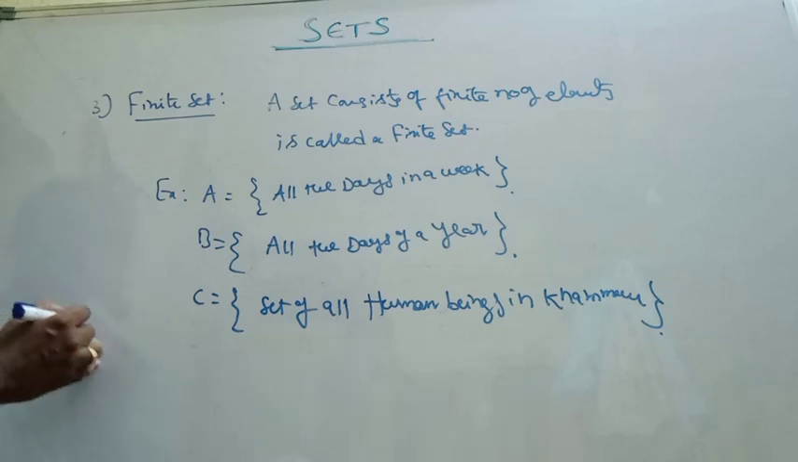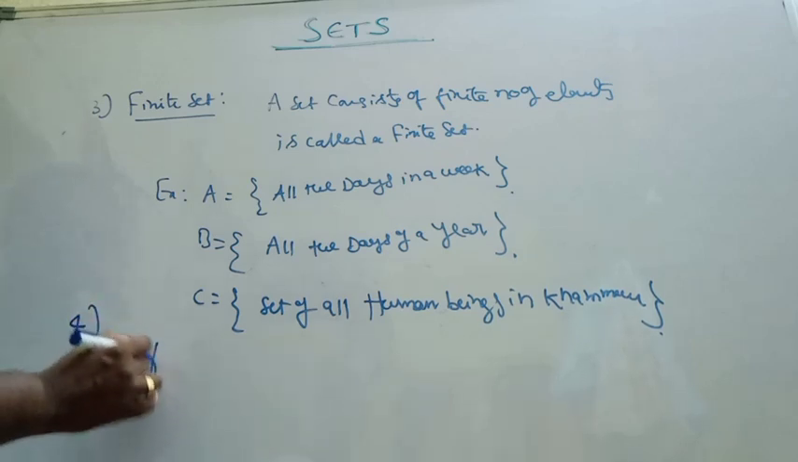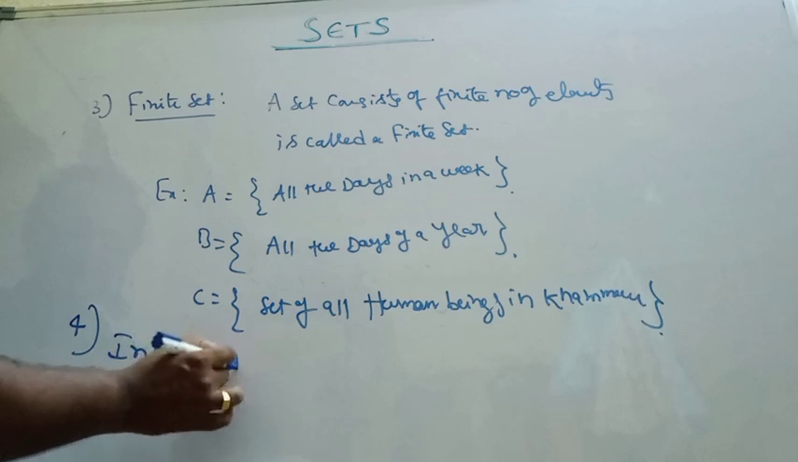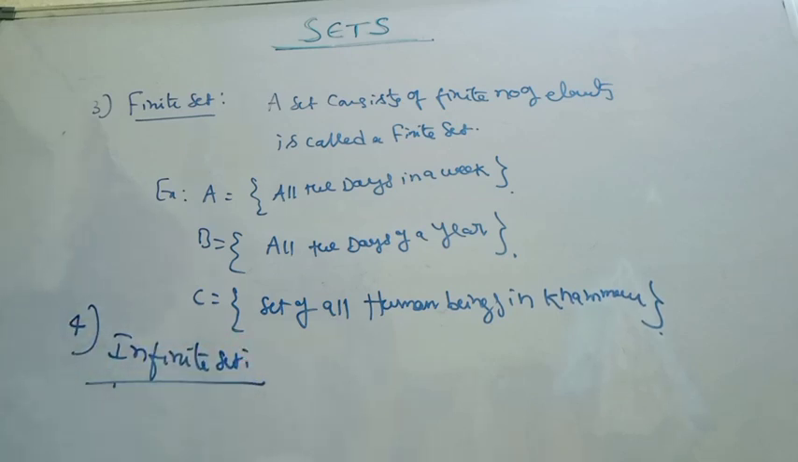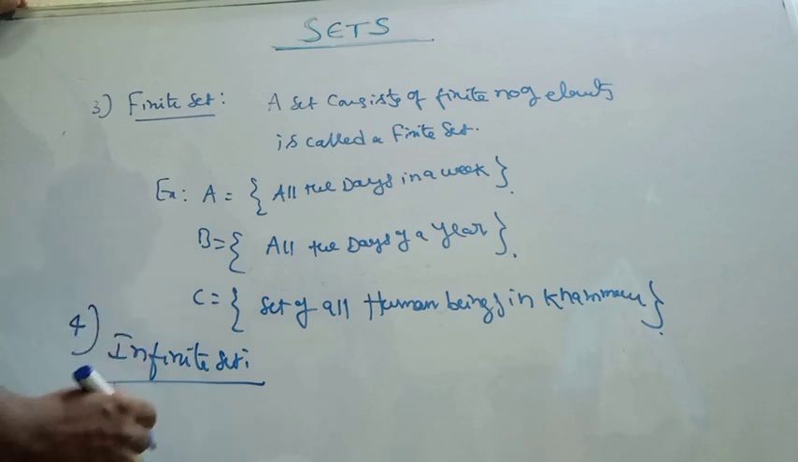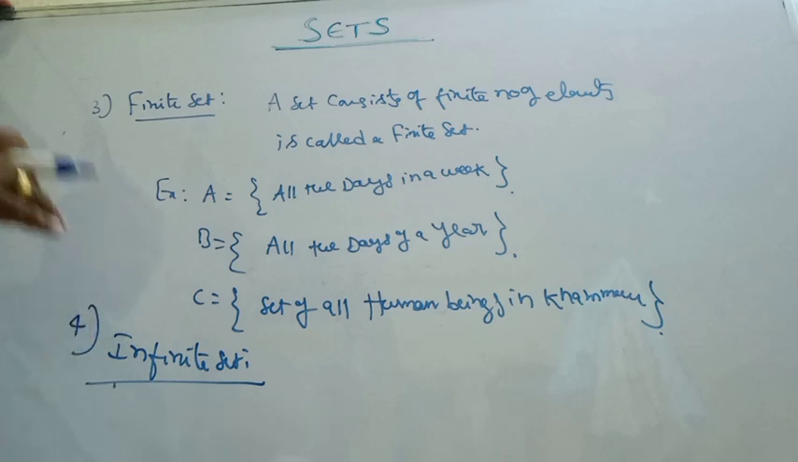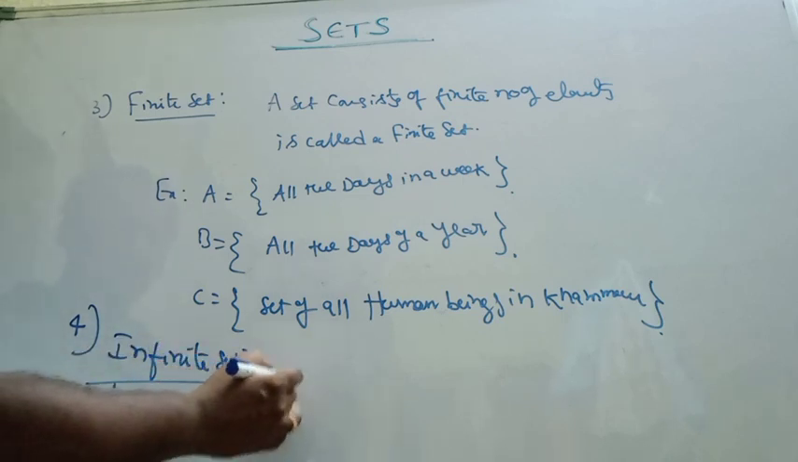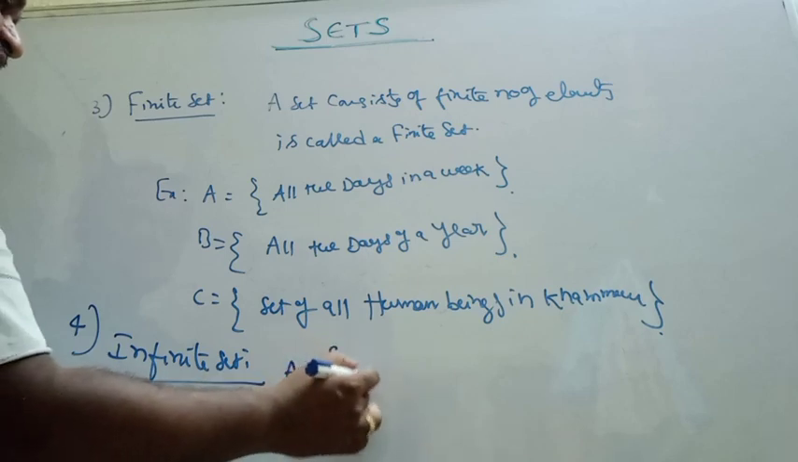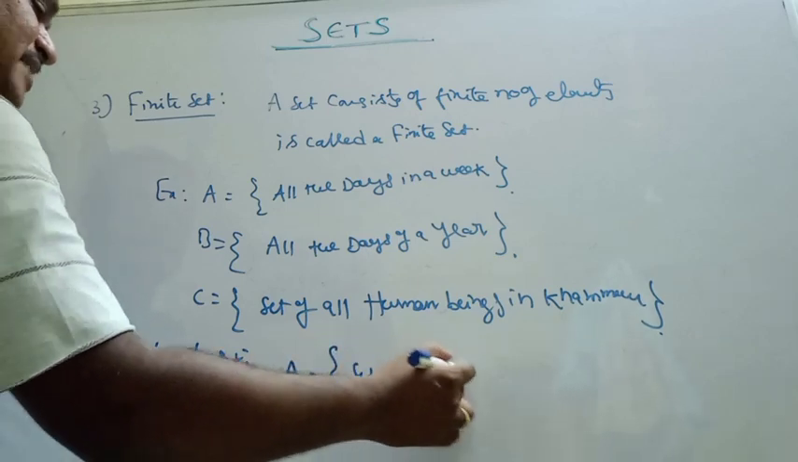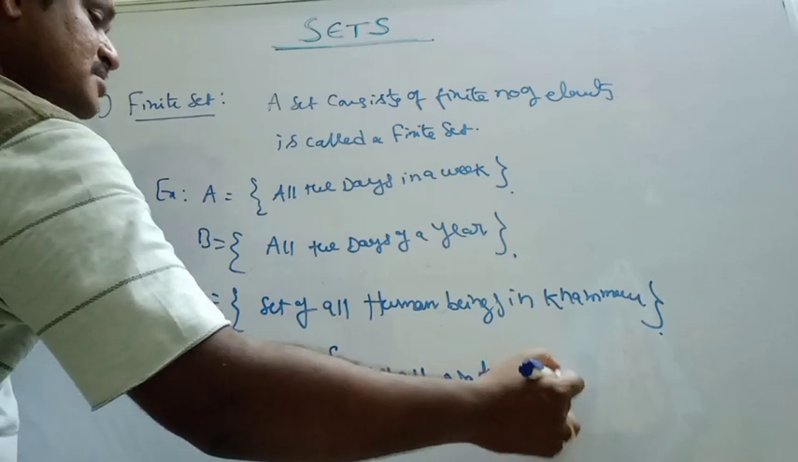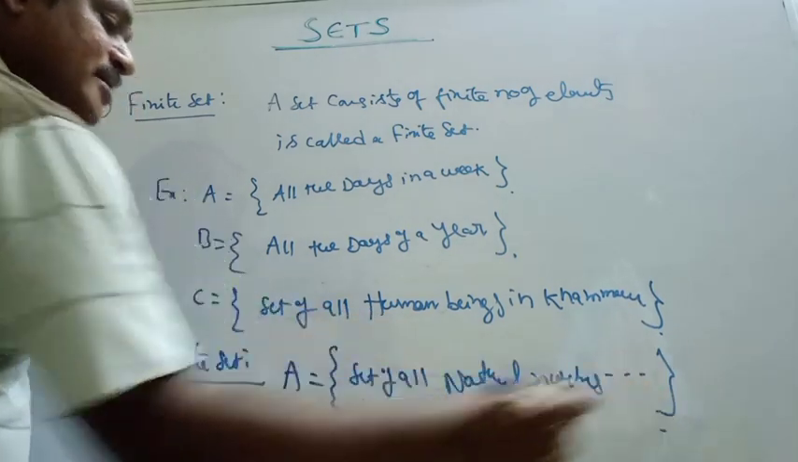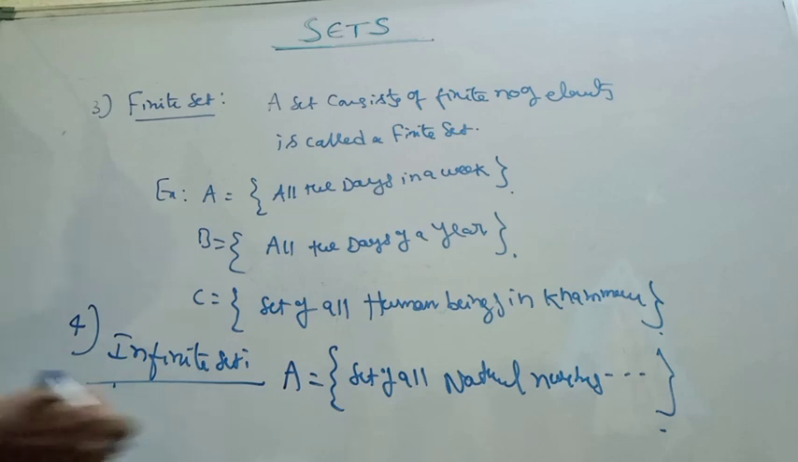Next we have the infinite set, my dear students. In the name itself, the meaning is there. What do you mean by an infinite set? This is a set which contains an infinite number of elements. It cannot be counted, no bound, no upper bound. For example, set A is equal to the set of all natural numbers. Mathematically you have an infinite number of natural numbers.